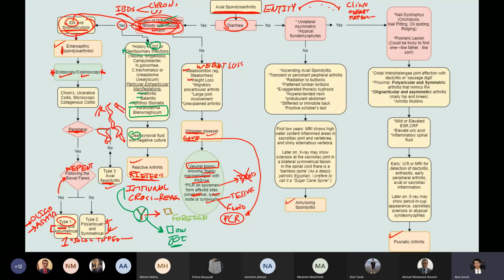Now that was for the diarrhea. What if the patient has no diarrhea? The patient is not complaining of diarrhea, but he's coming to you with a unilateral asymmetric arthritis and atypical syndesmophytes that are associated with nail dystrophies in the form of onycholysis, nail pitting, oil spotting, and ridging.